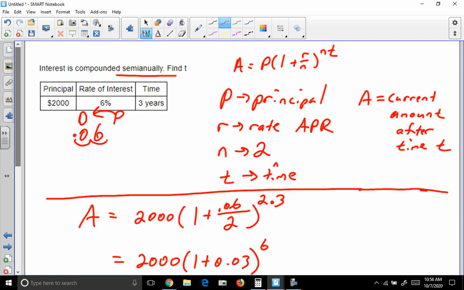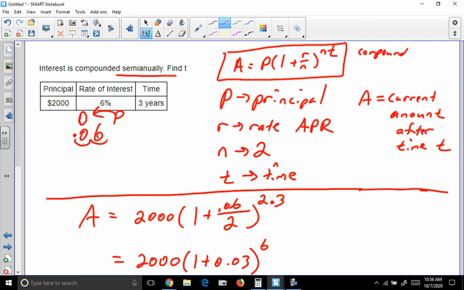So the biggest thing is knowing what our formula is for compounded interest. This is for compounded interest or compounded growth. Know what each variable stands for. Make sure we convert percent to decimal and then do order of operations.